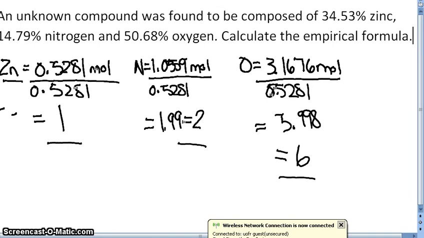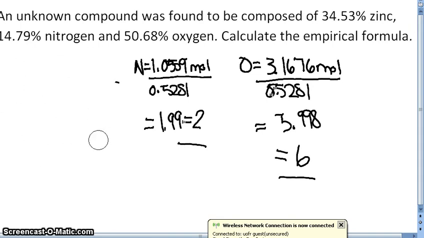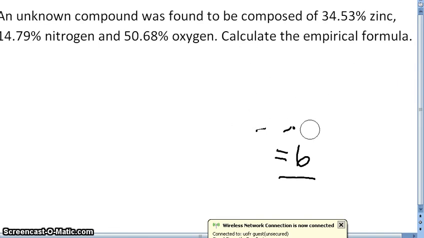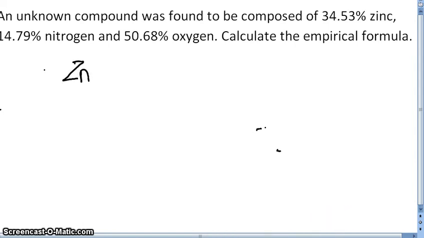So now to write our empirical formula, you write out your elements. So you have zinc, 1. You can put the 1, but you don't need the 1. And then nitrogen was 2, so you write a little 2. And oxygen was 6. So now you have what your compound contained.